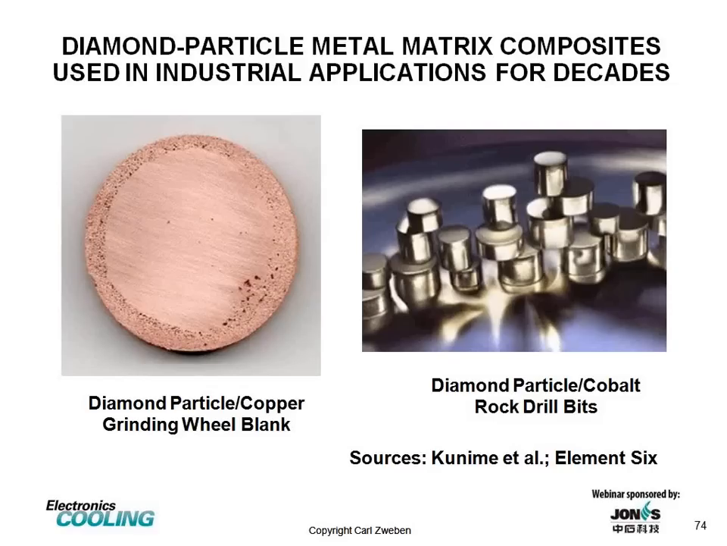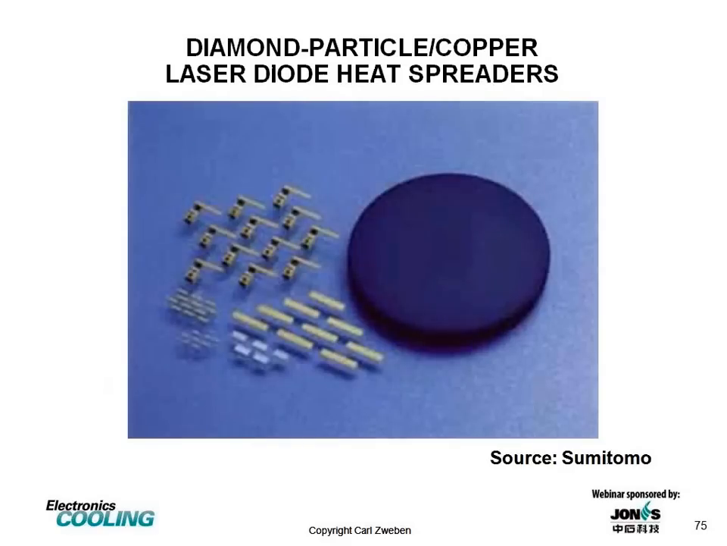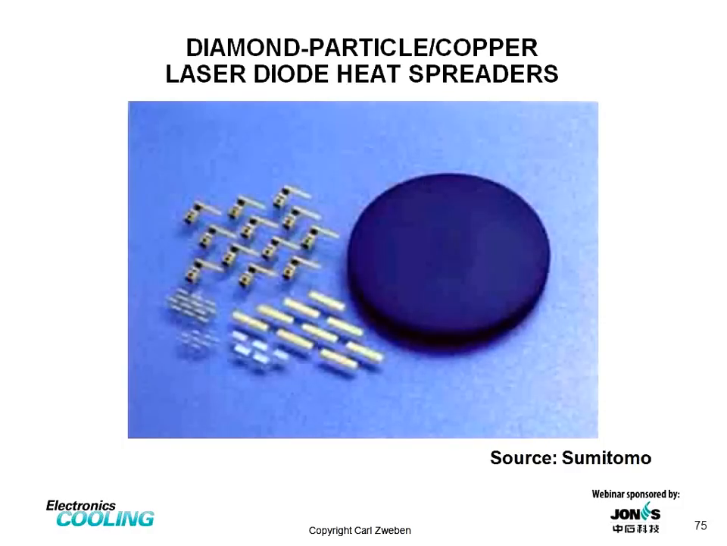Turning next to diamond composites, I talked about diamond particle reinforced cobalt being used in rock drills. We have that on the right side. And on the left, we have another rather prosaic industrial application, a diamond particle reinforced copper grinding wheel. Those grinding wheels also have been used industrially for many years. So again, these are rather prosaic industrial applications of diamond particle reinforced composites.